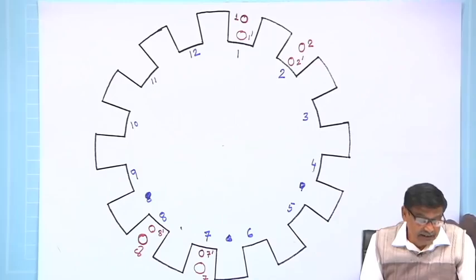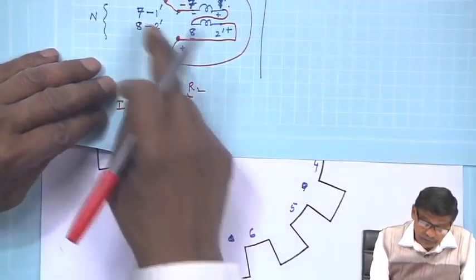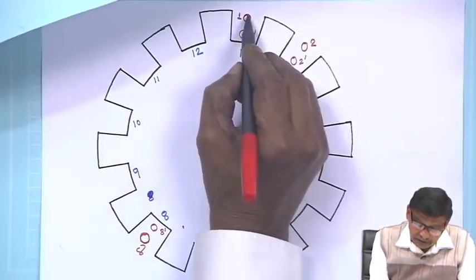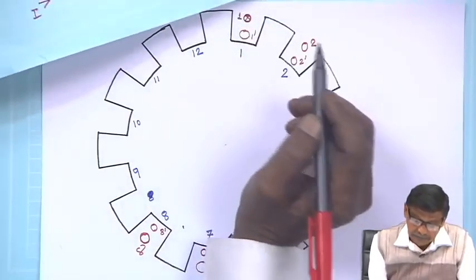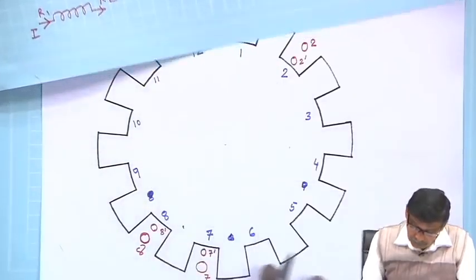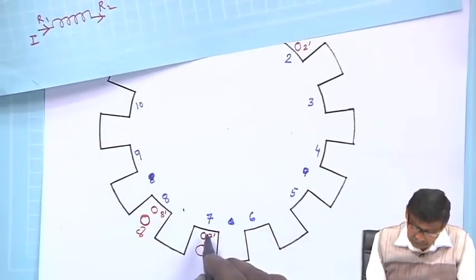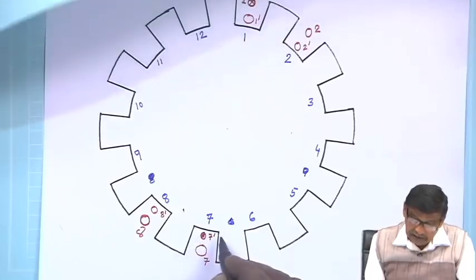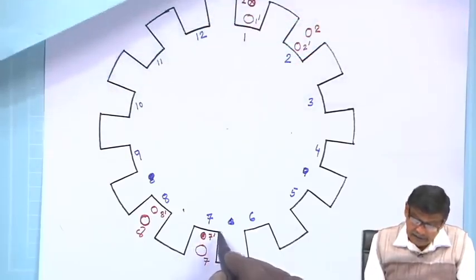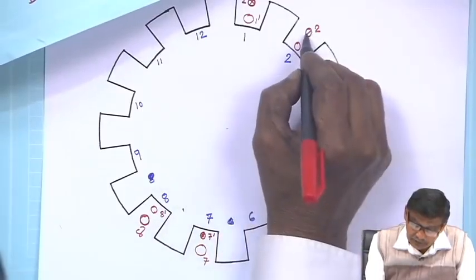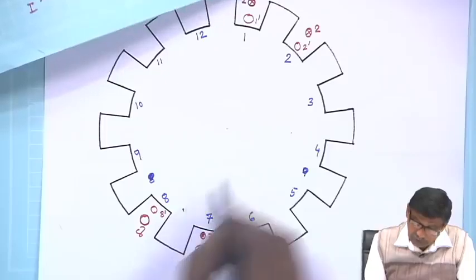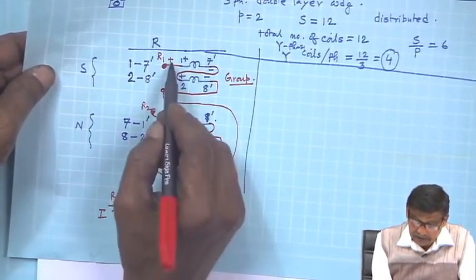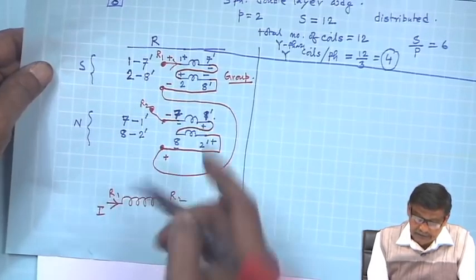how will the currents look? Current enters through 1 for this first coil, so it will be cross. Current comes out from 7 dashed, it will be dot. Then current enters through 2, it will be cross, current comes out from 8 dashed because of this connection; all are in series and you are passing current like this.